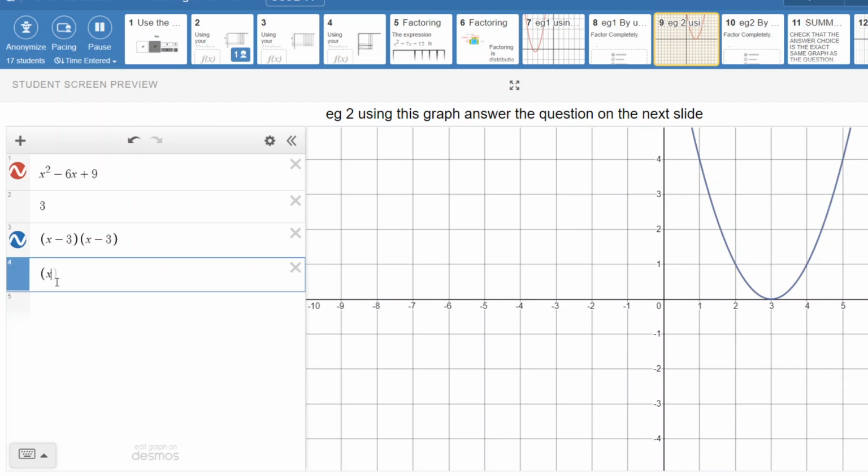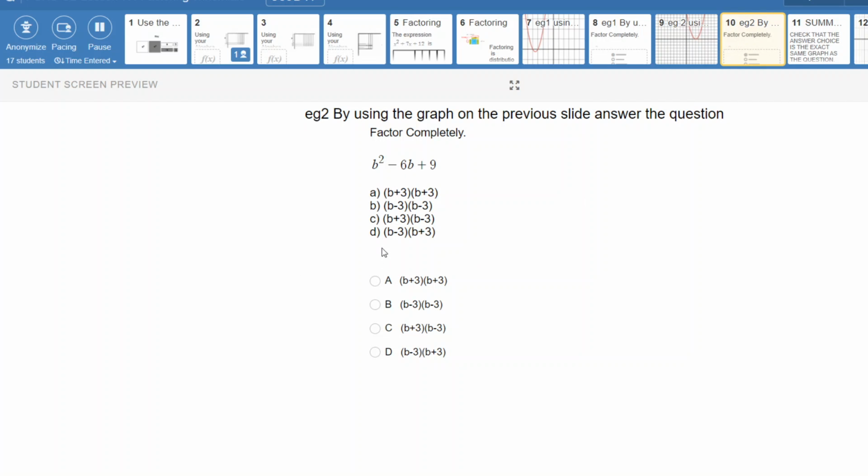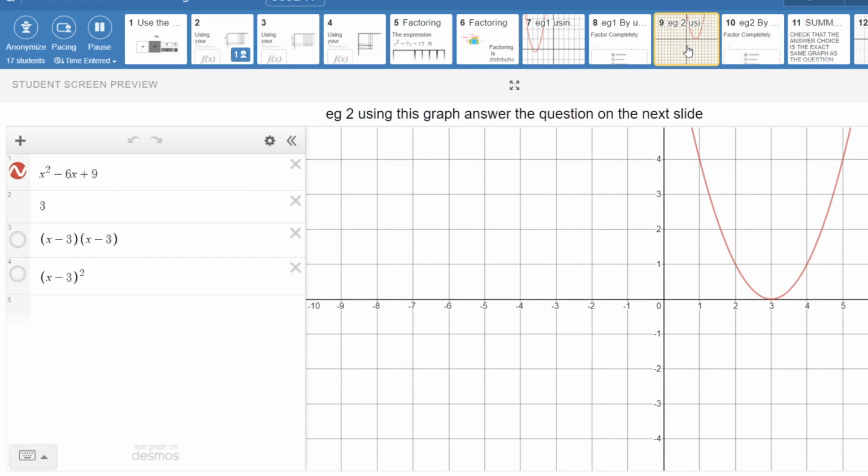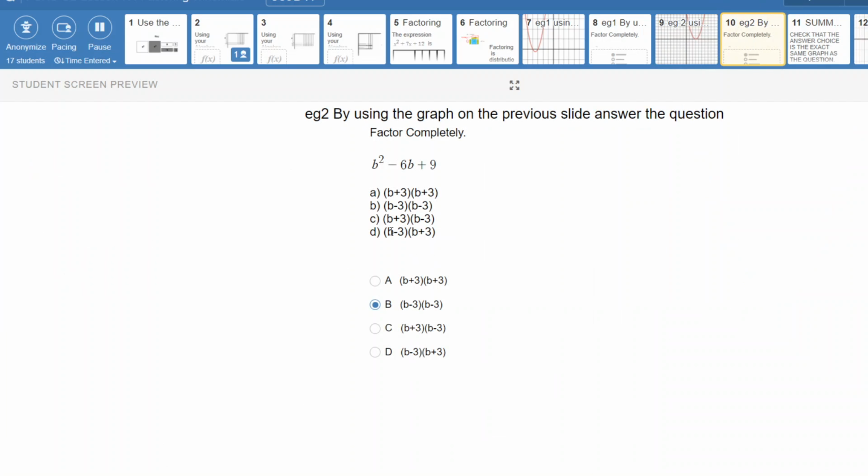You could also write this answer as x minus 3 squared, and I'm just going to show you as well. You can also see that that is the same thing. So let's have a look what we picked for this question. It was, there we go, B. I think they were both minus. Let me just go back and quickly check. Yes, x minus 3, x minus 3. So switch it back to B, so B minus 3 and B minus 3.